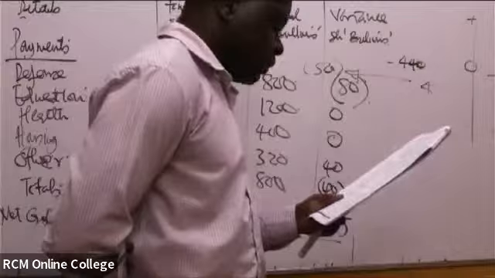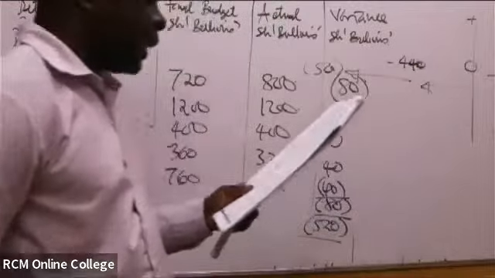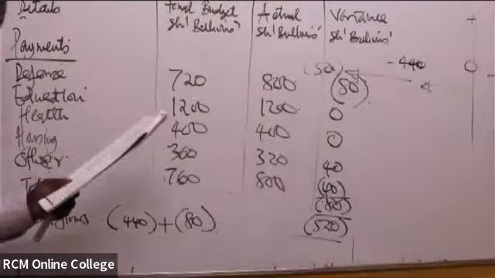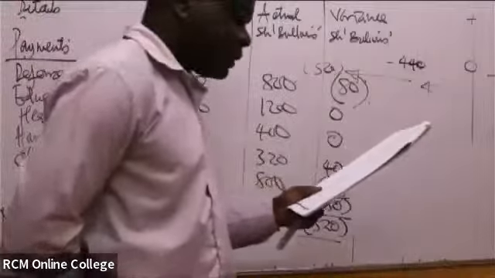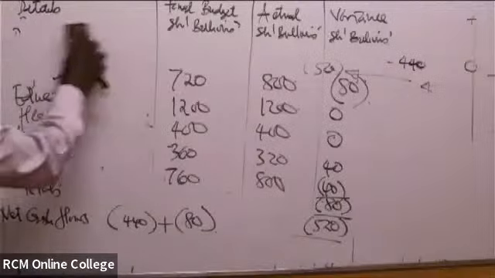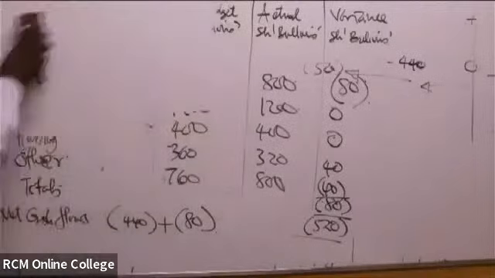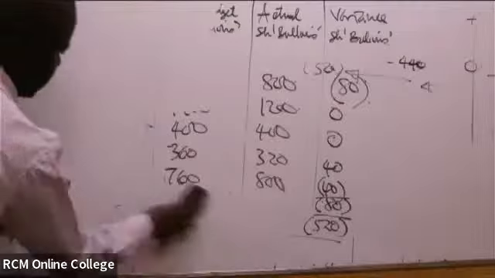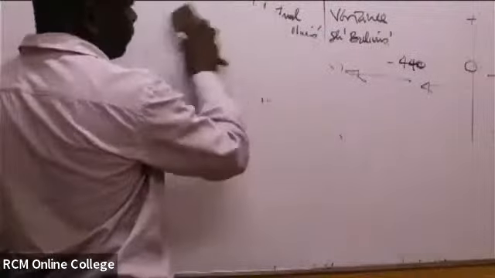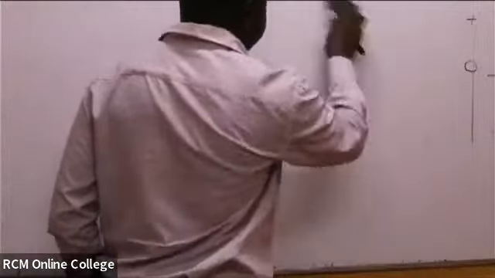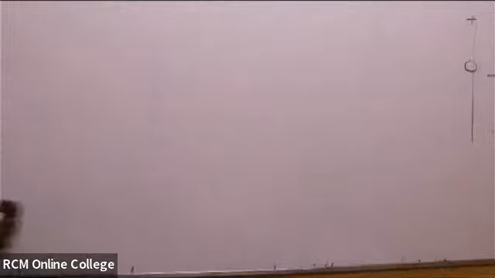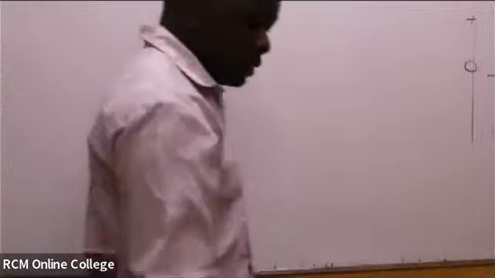prepare a budget outturn for the Ministry of Finance for the year ended 30th of June 2012 in accordance with the requirements of IPSAS number 24. So we can do that one also.